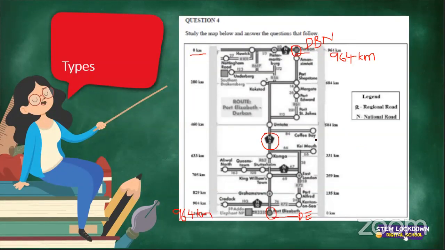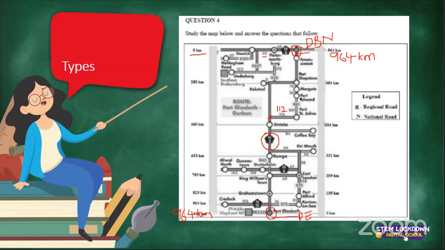Okay. Now another thing, you can see there's numbers. These numbers, even though they're not clear, if it's just a number, that means it is a distance between two intersections, or two towns. For example, this number is 112. This means from this intersection to Port St. John's, from N2 to Port St. John's, it is 112 kilometers.